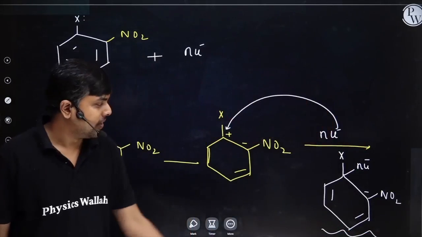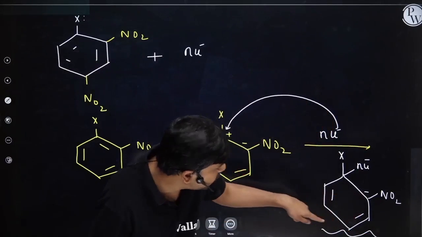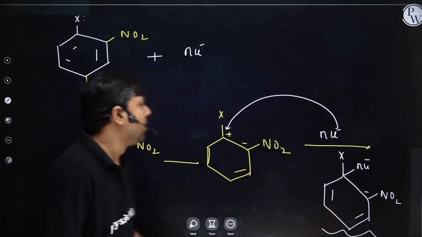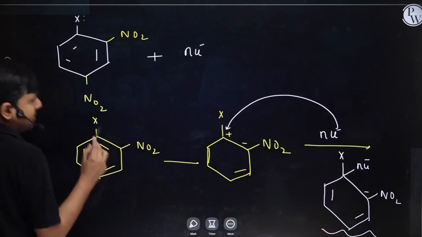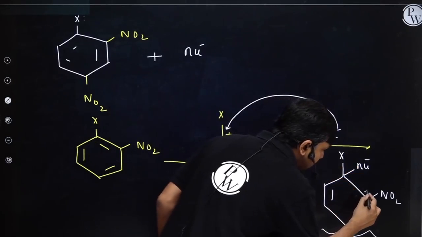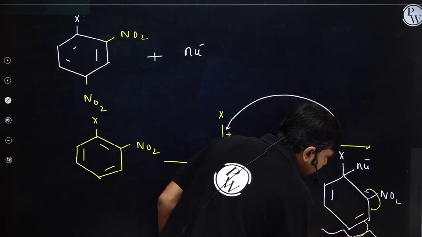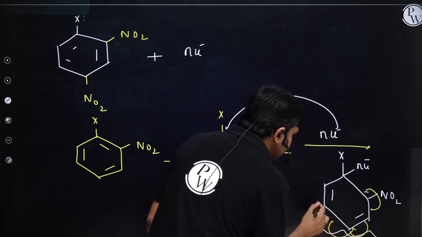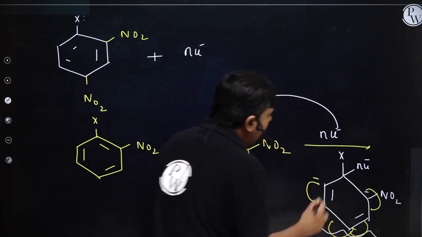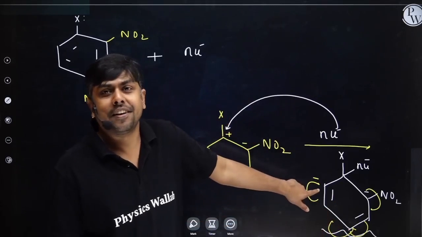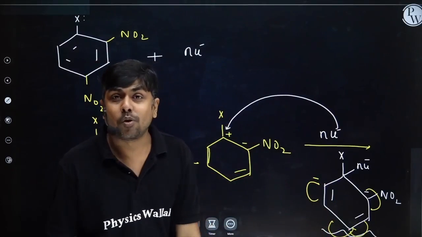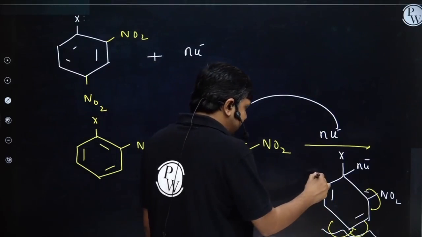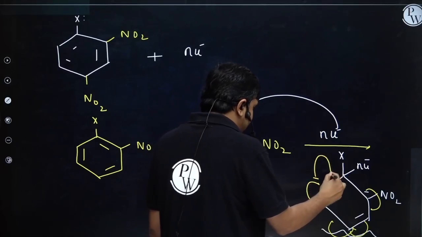Now this negative charge is in conjugation with the double bond, so can I say it will get delocalized, right? If it's getting delocalized, the negative charge will come over here. Further, it will get delocalized, the negative charge will come over here, and finally the negative charge is here. In the next step, what will happen? This negative charge will delocalize here.